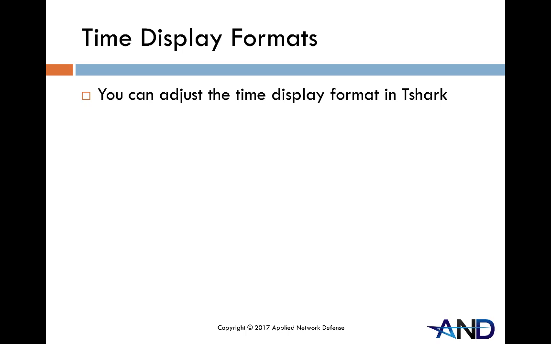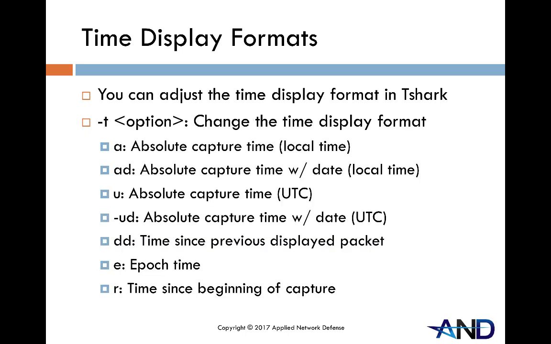You have to specify what you want to do. Now, that's pretty straightforward, and it's done with the -t option. And with -t, you specify what time you want to use by providing any number of the options on the screen here. So, for instance, you can use -t a for absolute capture time and local time.